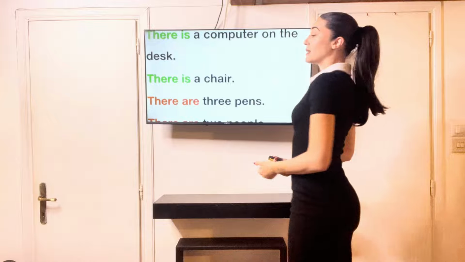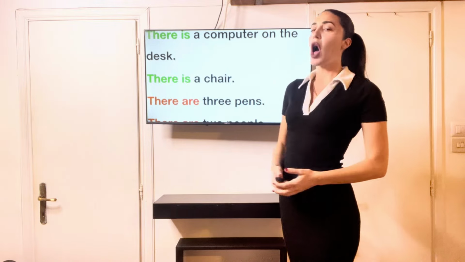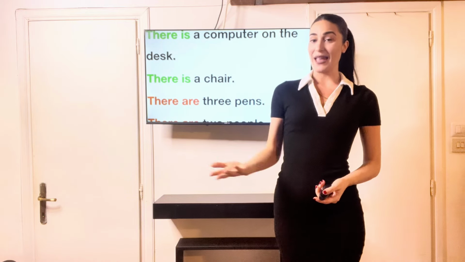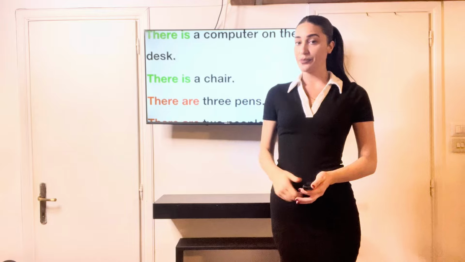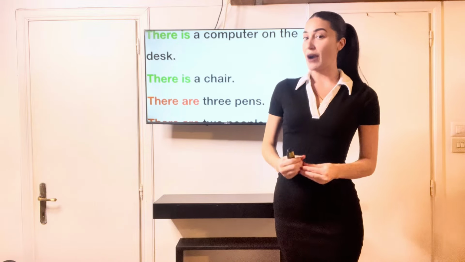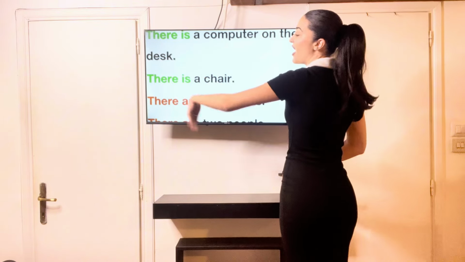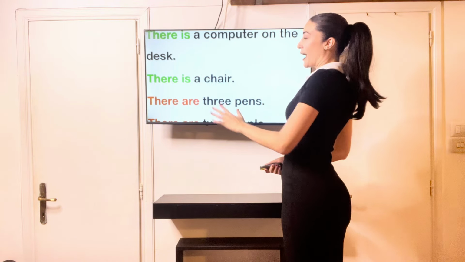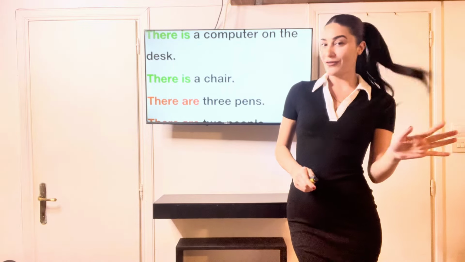But if I want to say there are 3 pens, well, I'm talking about 3 pens. That's plural. There is more than one pen. So we use there are. There are 3 pens. There is a chair. Write these examples down in your notebook so that you don't forget them.